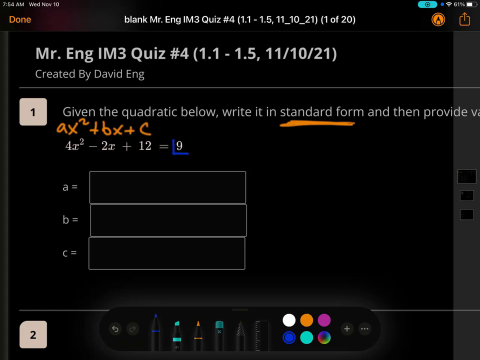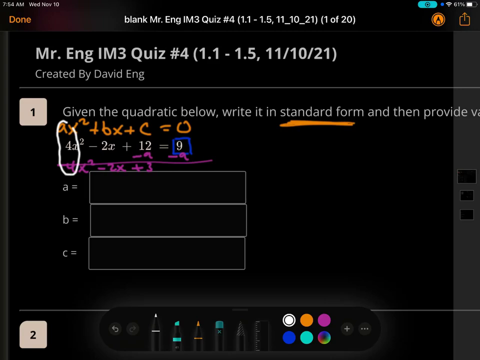Now I noticed this value right here shouldn't be there, because when you're solving quadratics you always set it equal to 0. To solve quadratics and to be in standard form, it should be set equal to 0. So I would subtract 9, 4x squared minus 2x plus 3.